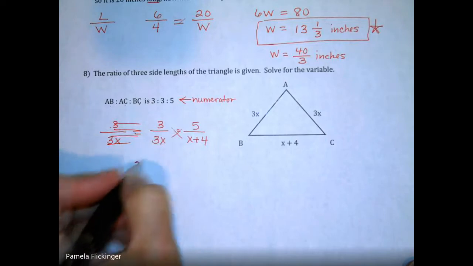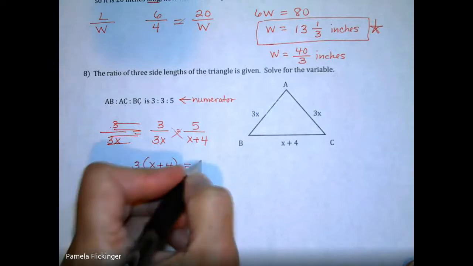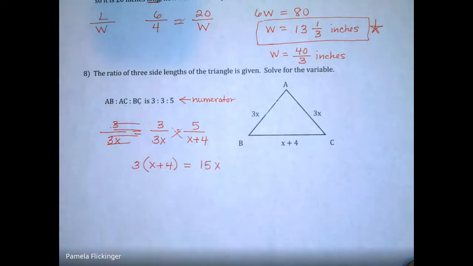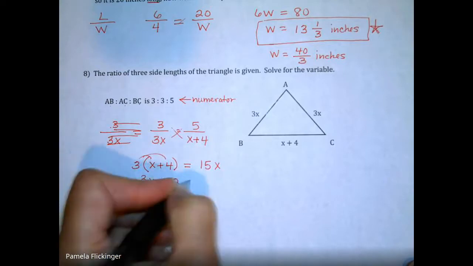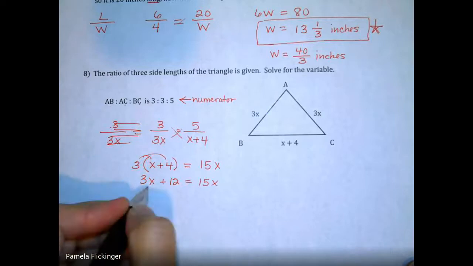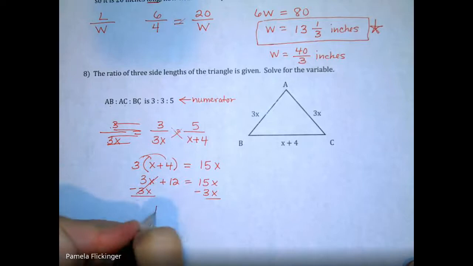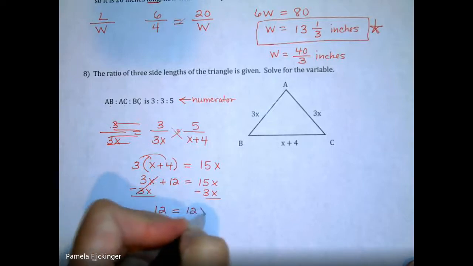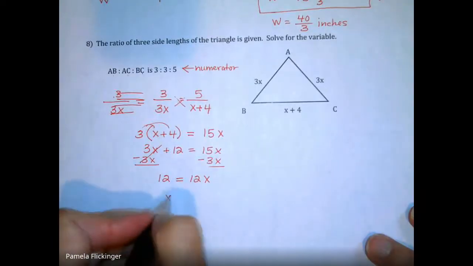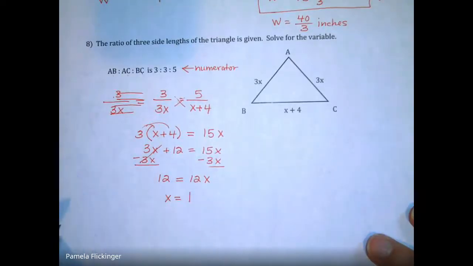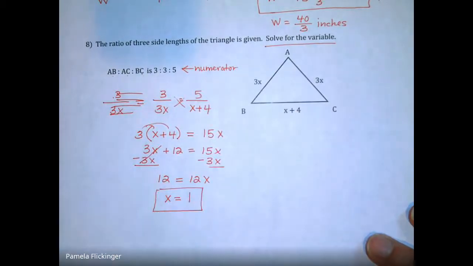So I've got 3 times a quantity x plus 4, and that's going to equal 5 times 3x, which will be 15x. So I'm going to distribute. So we've got 3x plus 12 equals 15x. I'll bring the x over here to the right so that I can combine my like terms, and then last we'll divide by 12. So x comes out to be 1. And all it wanted us to do was to solve for the variable, so I can stop there.